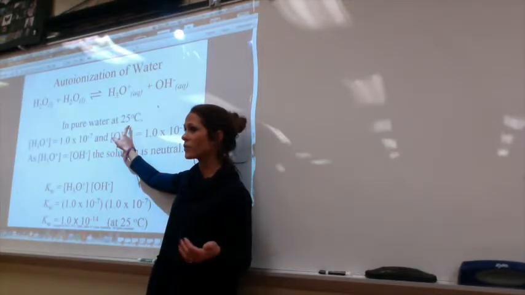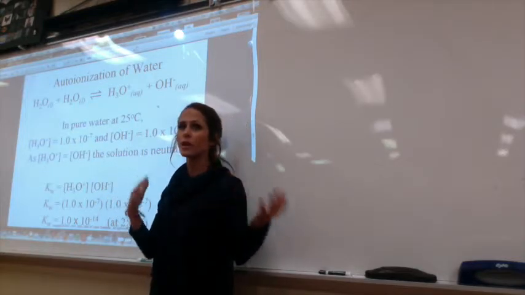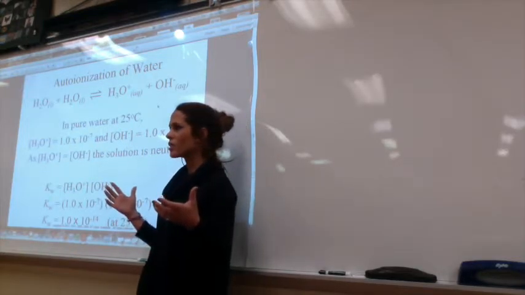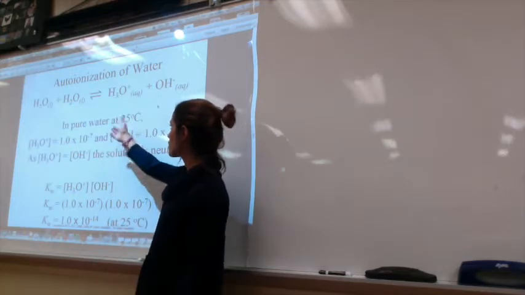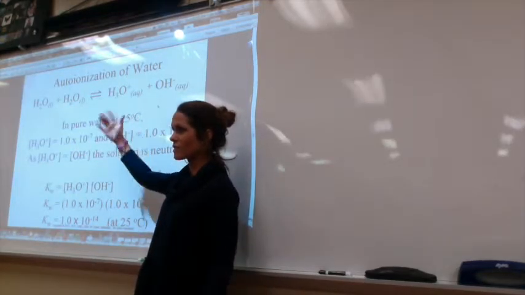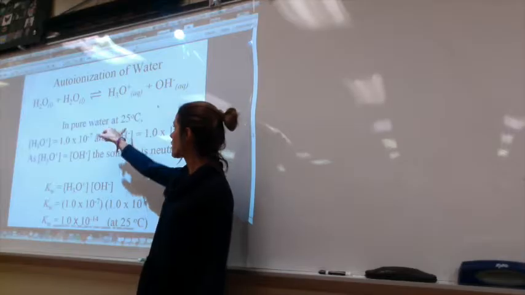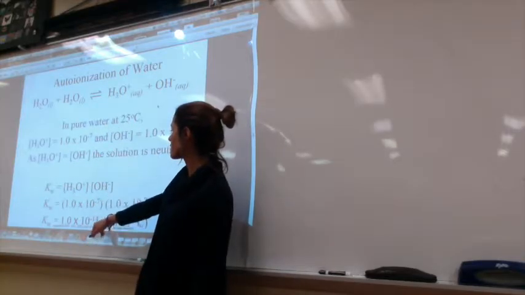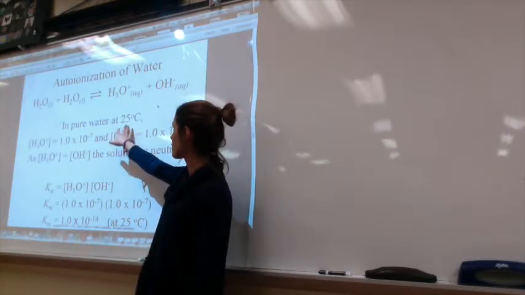Your K value depends on temperature, on whether it's an endothermic or an exothermic type of reaction. If you increase the temperature, this could change your K value. That's the only thing that changes Ks, right? So if I tell you that the K value is 1 × 10⁻¹⁴, this is specific at 25 degrees.